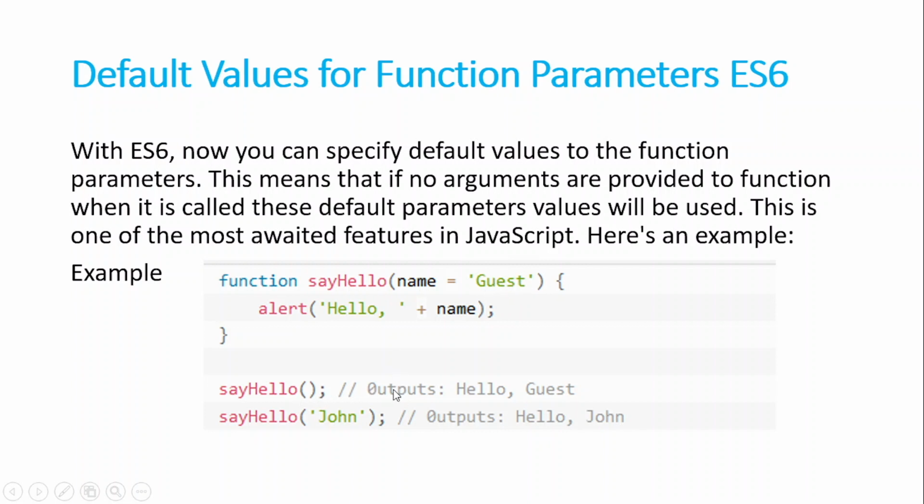In this case, you can see hello name, the default value is guest, so we are getting hello guest. But in this case, we pass the value for the name, so it reused that value which we passed here. So John is used here, hello John. So this way you can set the default value for the parameter as well, and that value will be used when the parameter value is not passed while calling the function.